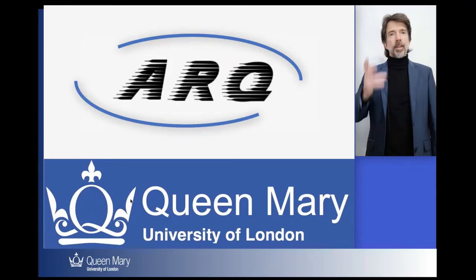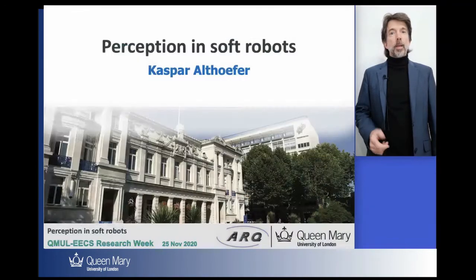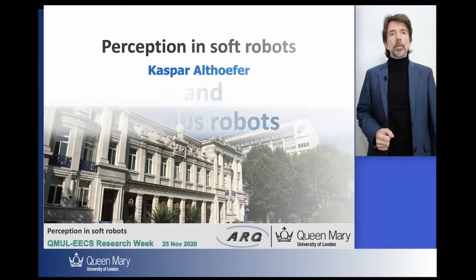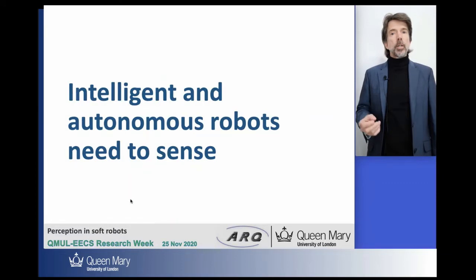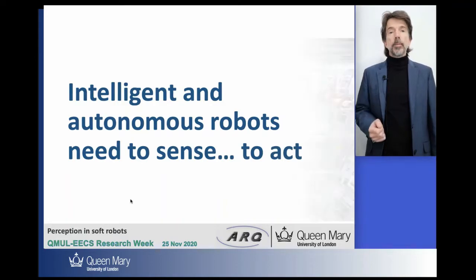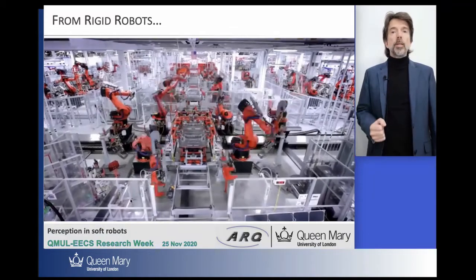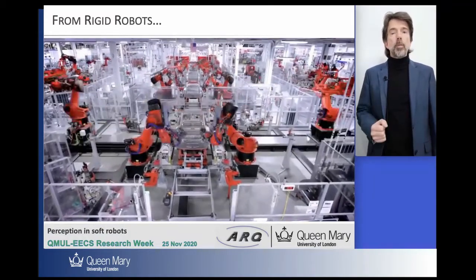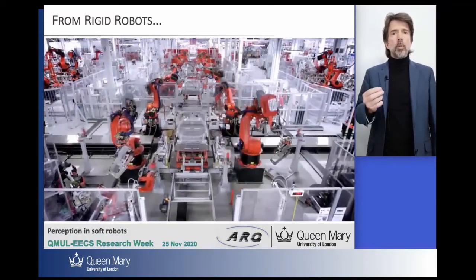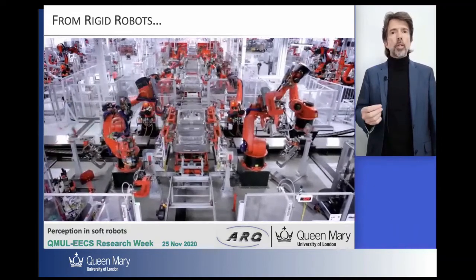Hello. My name is Kaspar Althöfer, and today I want to present perception in soft robots. Intelligent and autonomous robots need to sense in order to be able to act. And this has been successfully applied in these robots that we can see here in the background, rigid component robots operating in a manufacturing environment.